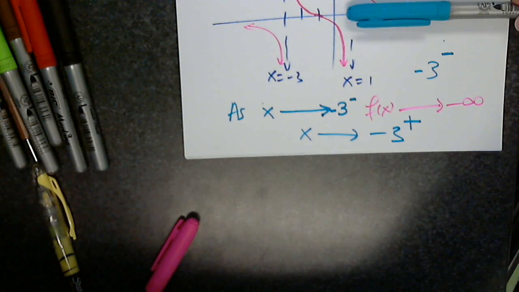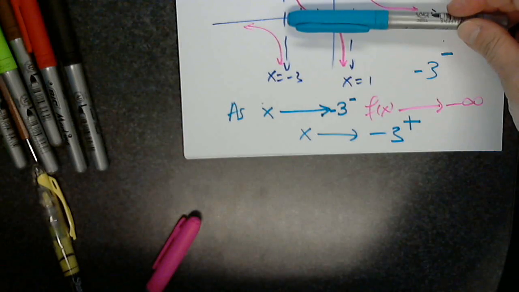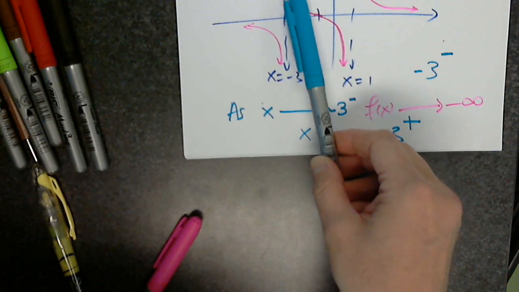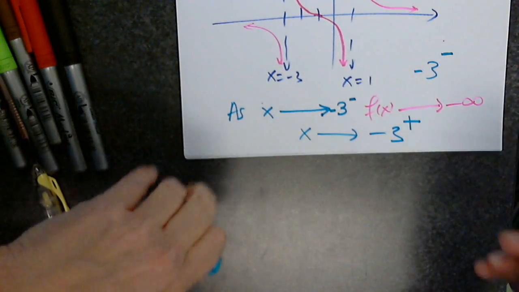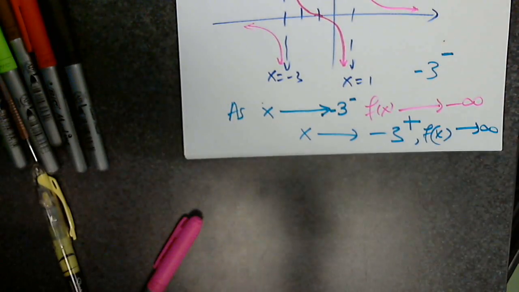And it means it's approaching from the right with numbers larger than -3. So I see that the y values go to infinity. So I will say f of x approaches positive infinity.